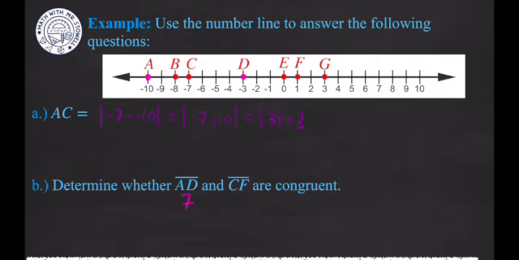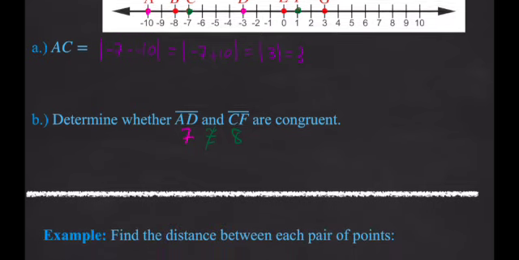C to F. They're opposites, so let's add them. 7 plus 1 is 8. We are going to add them. Remember, opposites add, the same ones subtract. Are those the same number? No. So these right here are not congruent. Okay? So determine congruency, figure out the distance. So that's how you do it in terms of a number line.